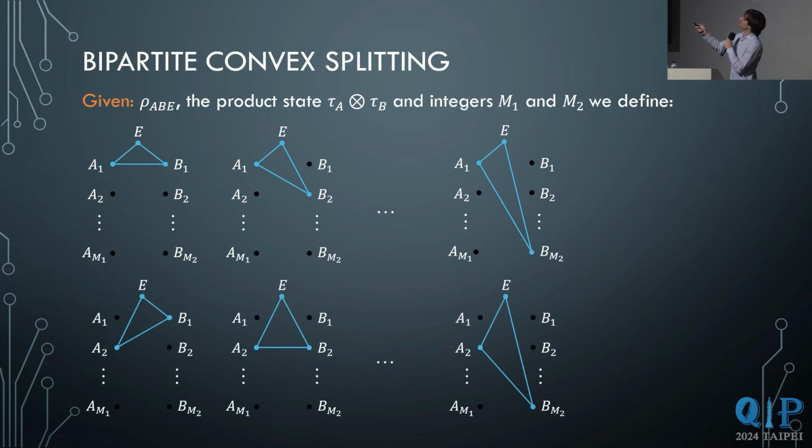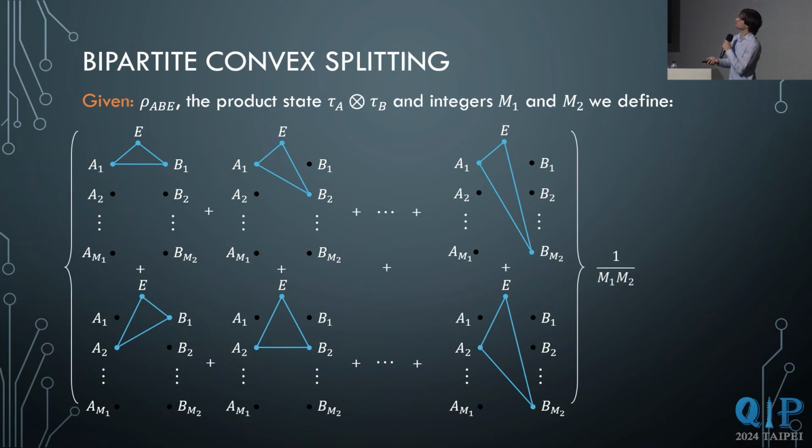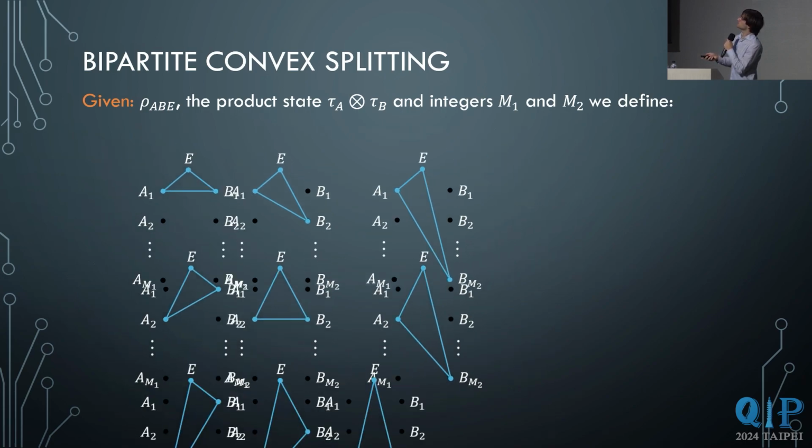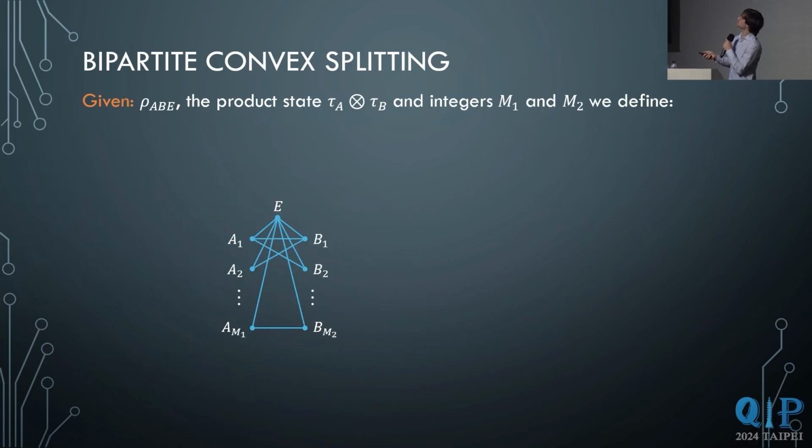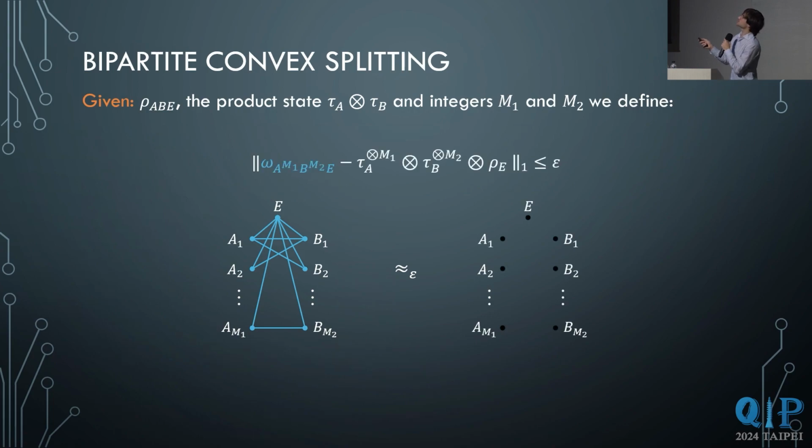So when we have all these correlated states that we have defined, we just combine them, we do the convex combination, we sum them up, we divide it by M1, M2. And again, when we do this convex combination, we want this to be similar to the product state, which is the thing you can see on the screen.